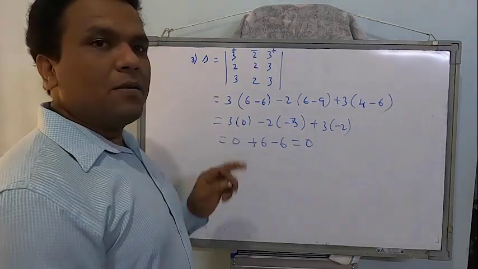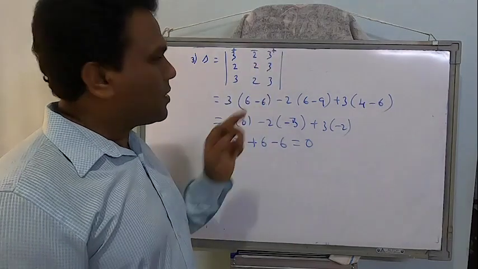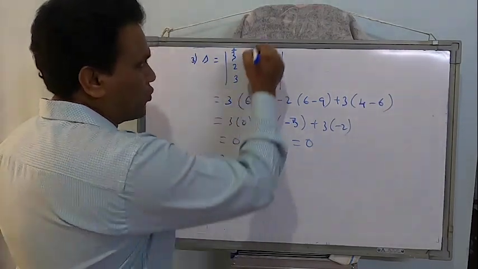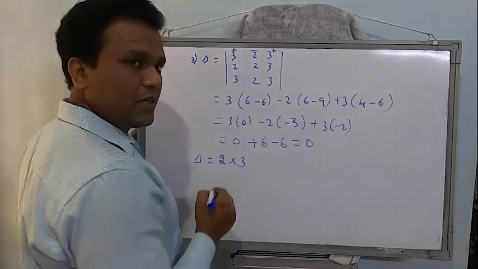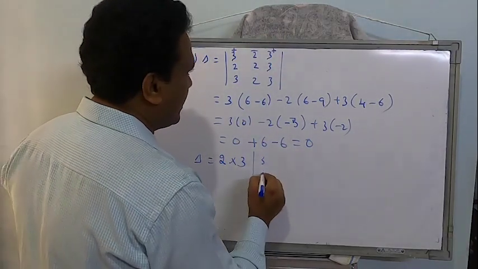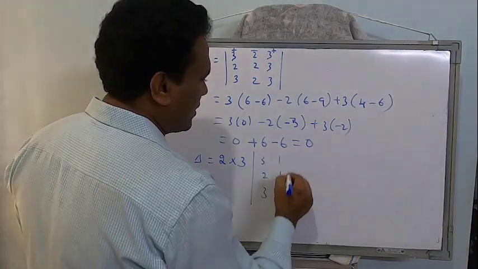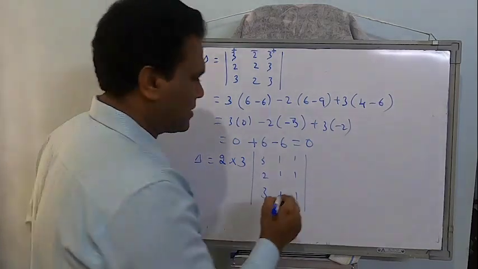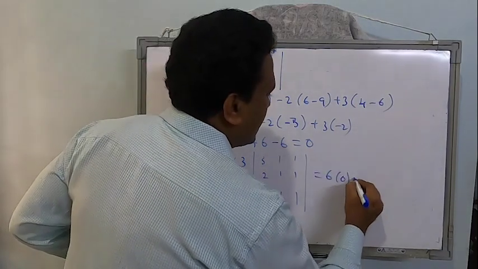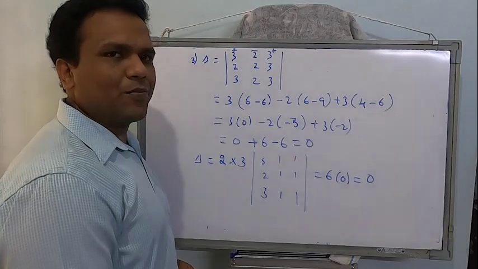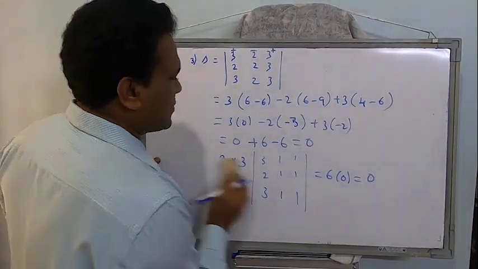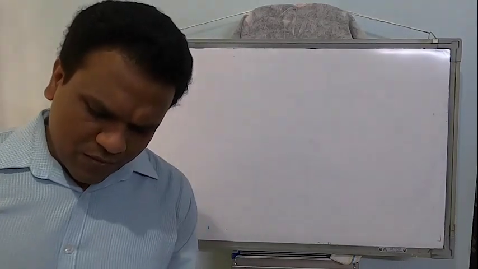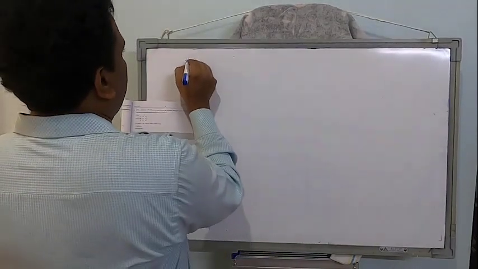But just observe my second row and the third row, I can do something. What I can do here, I will remove 2 from the second column and I will remove 3 from the third column. So what's the remaining? 3, 2, 3, 1, 1, 1, 1, 1, 1. 2 columns identical, the value of the determinant is 0. So that is 6 multiplied by 0, or it's going to be 0. Okay, let's move to the next one. These are worked examples, simple ones. It will not take much time.